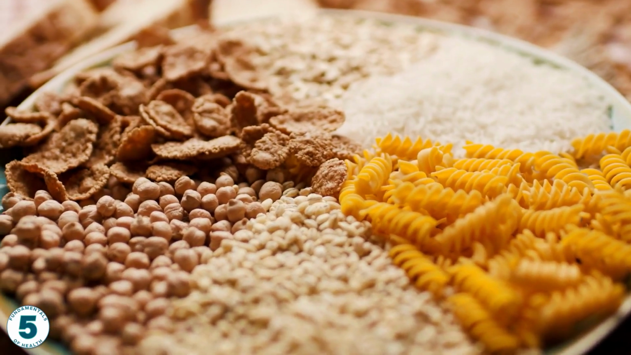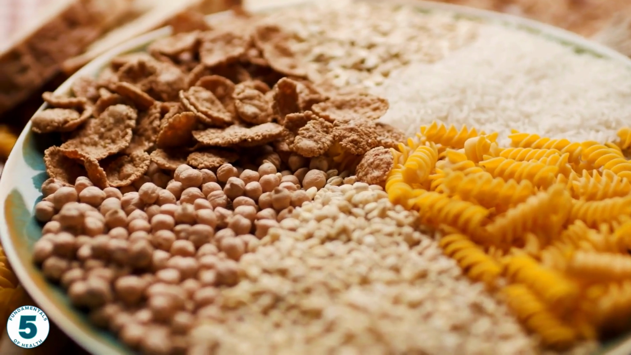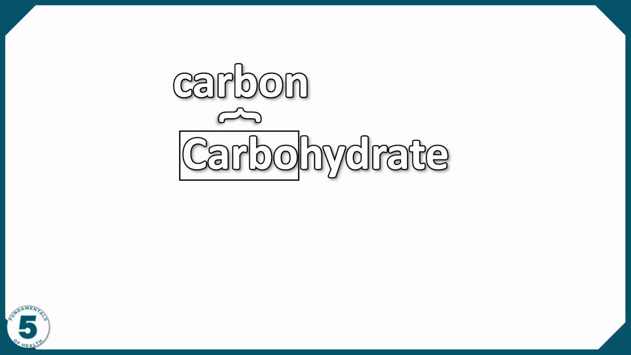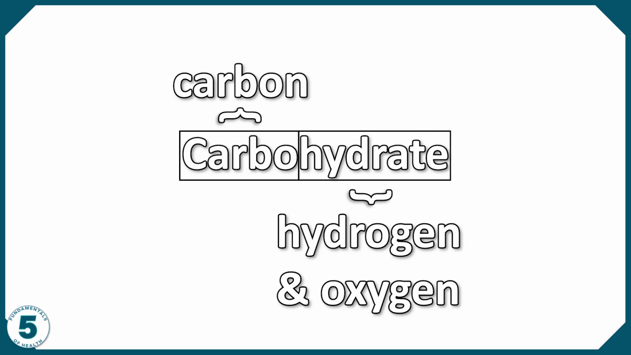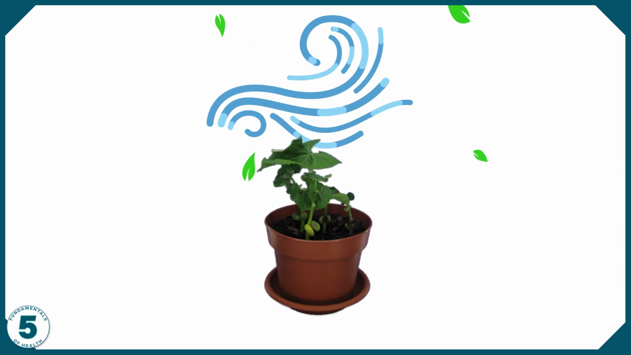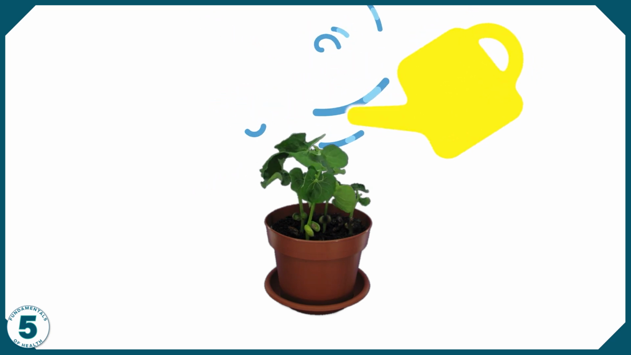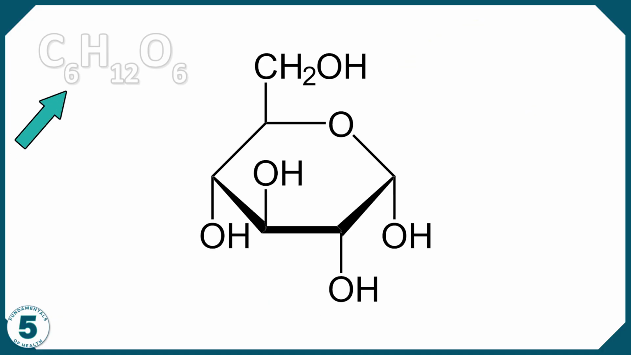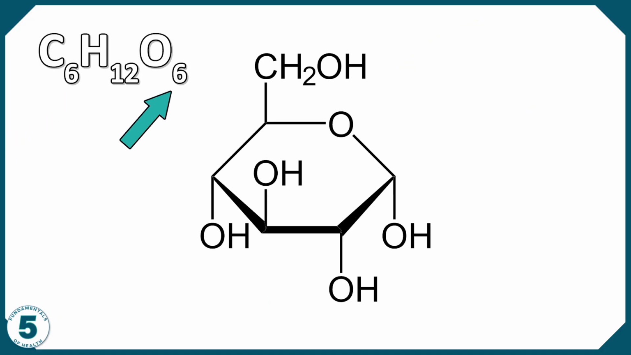What exactly is a carbohydrate? Well, the word carbohydrate means a combination of carbon and the two components of water, hydrogen, and oxygen. And that's what plants use to make carbohydrates. The carbon comes from carbon dioxide in the air, and the hydrogen and oxygen come from water. The simplest carbohydrates are made of 6 carbon atoms, 6 oxygen atoms, and 12 hydrogen atoms.